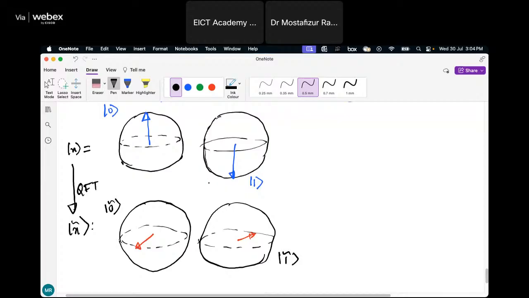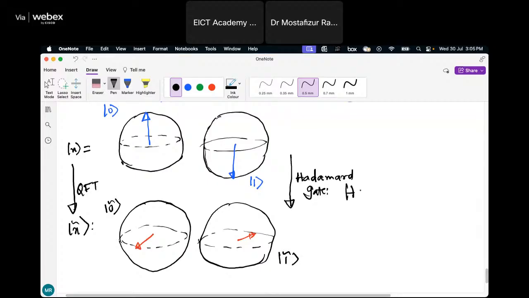So now can someone answer what I should apply to this state so that I get this state? Can anyone guess? You already know the answer. Can anyone just write the answer here? Exactly. So you just need to do Hadamard. Correct. So the Hadamard gate. What is the Hadamard gate?